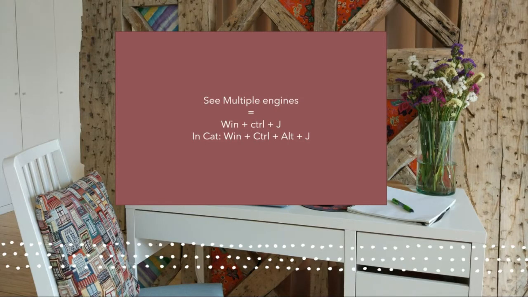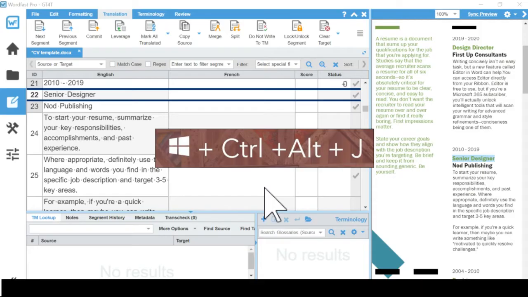Now the next thing you can do is ask GT4T to display different MT engines' outputs for the same source, and you can do that in any text document or in your CAT tool. So let's look at the CAT tool first. So the keyboard shortcut you will use now needs 4 keys, and you will start with the Windows key, which is also called the 4 flags key. So Windows, Ctrl, Alt, J. So you need 4 fingers.